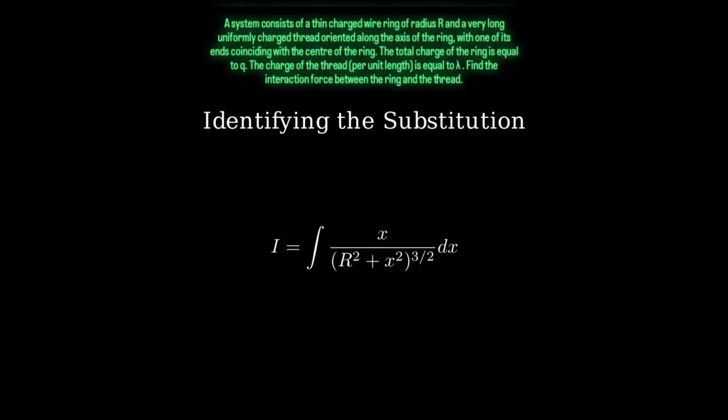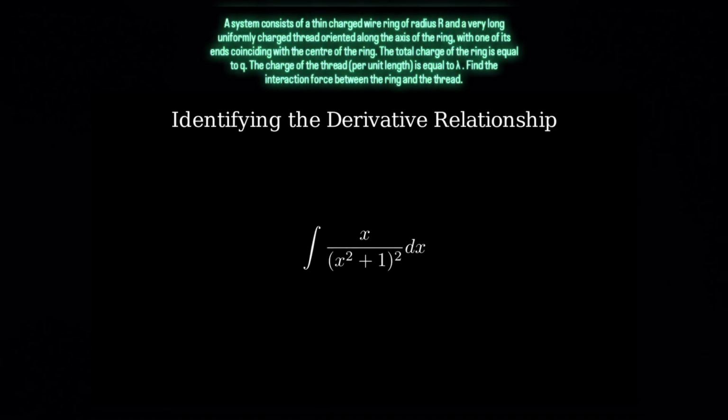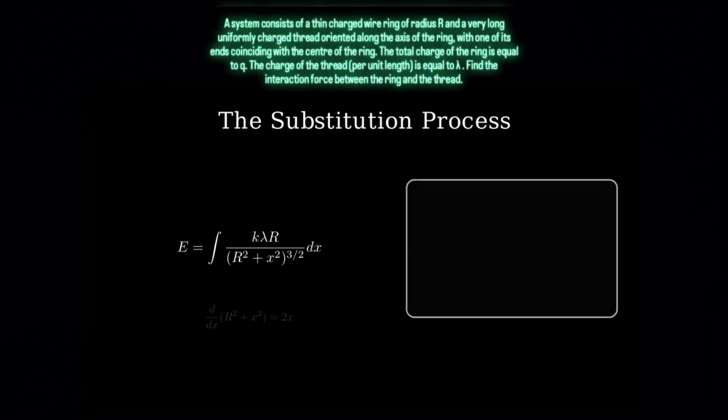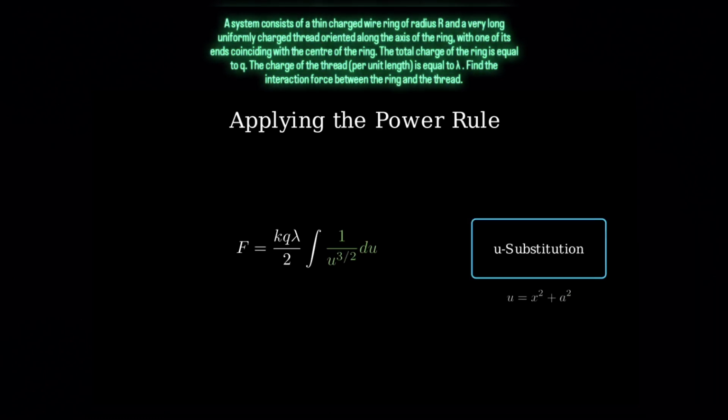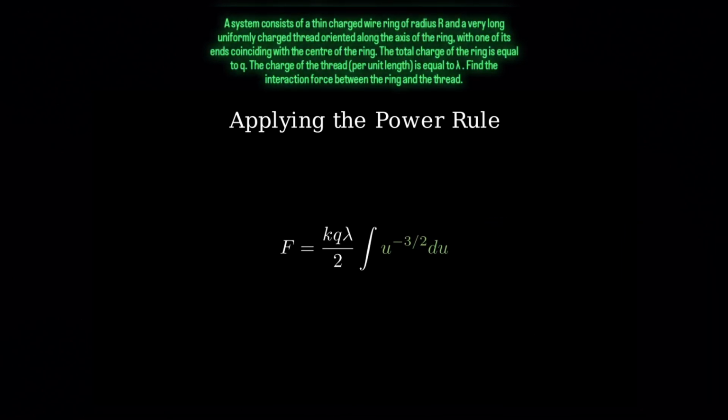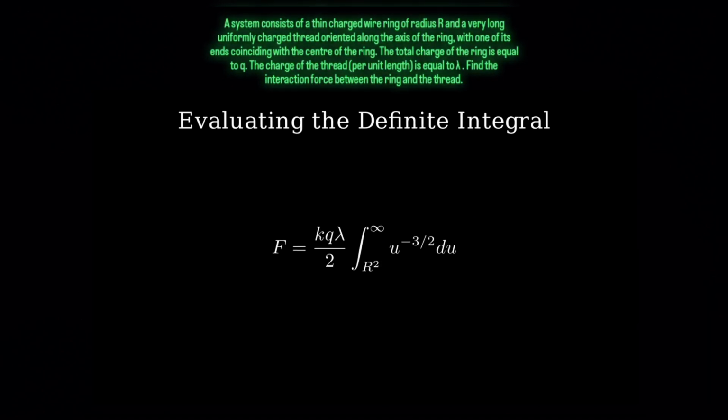So let's use u substitution. Let u equal r squared plus x squared. That makes du equal to 2x dx. When we swap this in, the integral becomes a simple power rule, u to the negative 3/2. Evaluating this from the start of the thread to infinity gives us a clean result. The final interaction force simplifies to k times q times lambda divided by r. Or if you prefer epsilon naught, q lambda over 4 pi epsilon naught r.